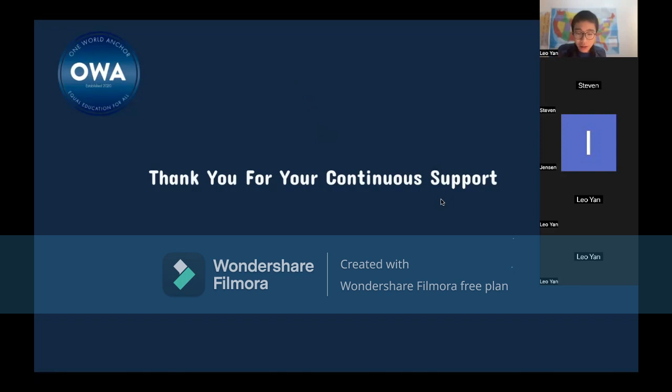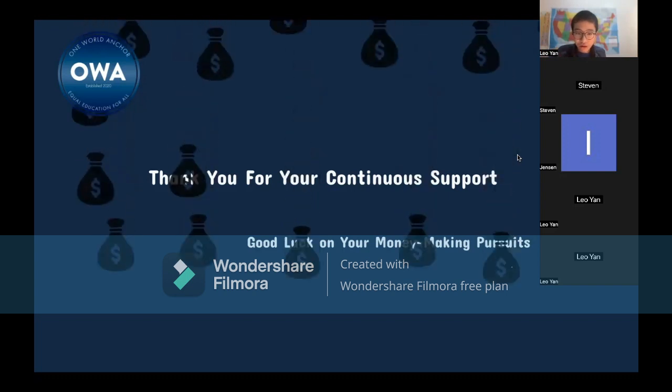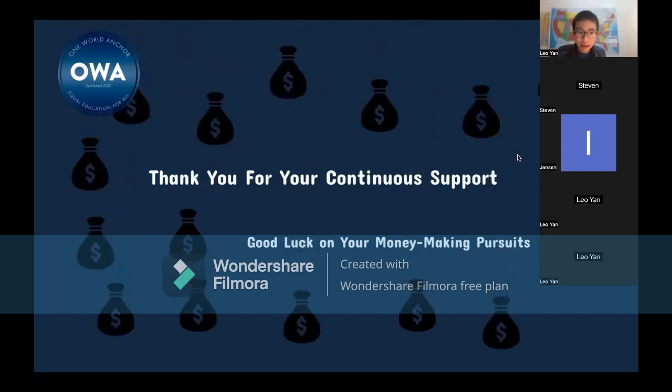But in the meanwhile, good luck on your money making pursuits, and I hope that you will be able to use everything that you've learned throughout this course to generate revenue. So a lot of money, because after all, isn't that just the point of economics? To make sure that you're managing your money the most appropriately and the most correctly.